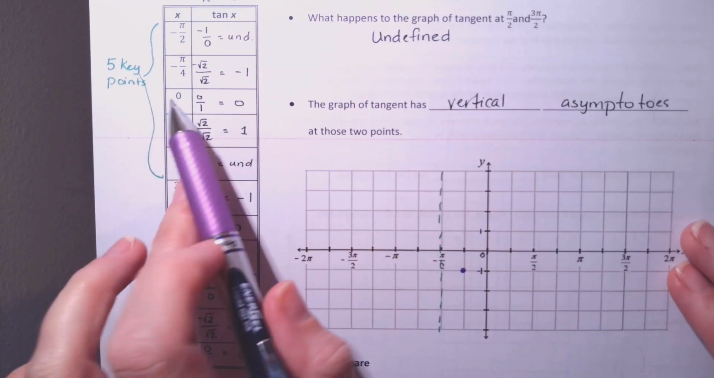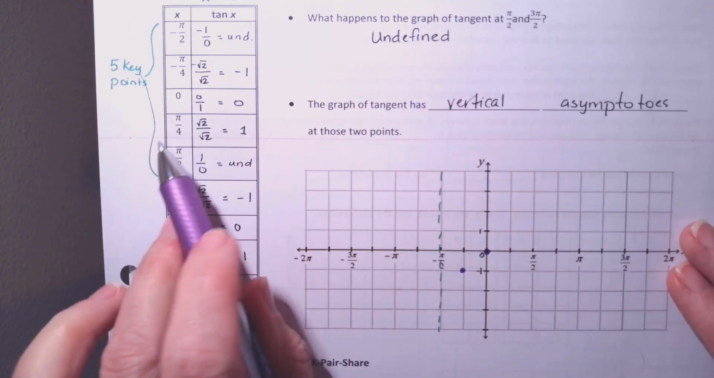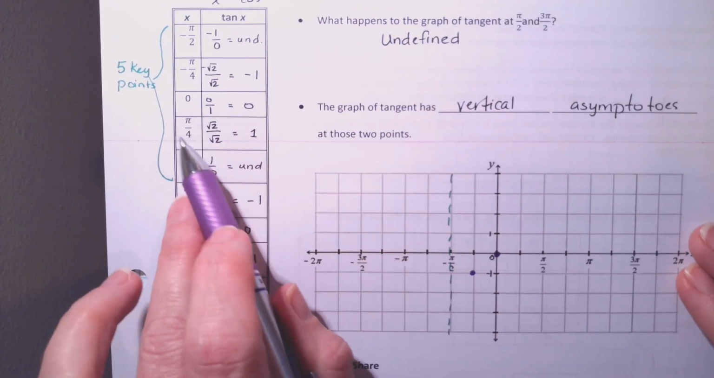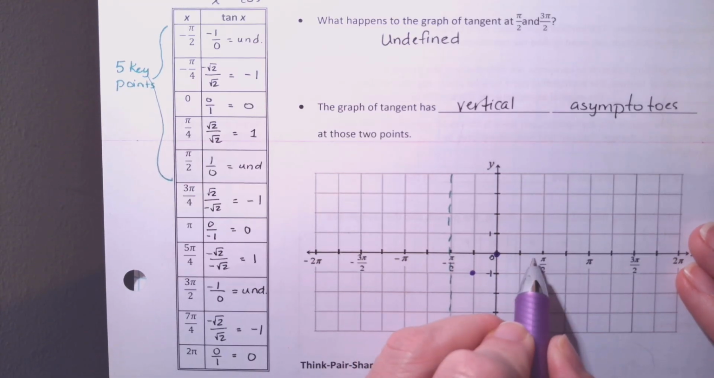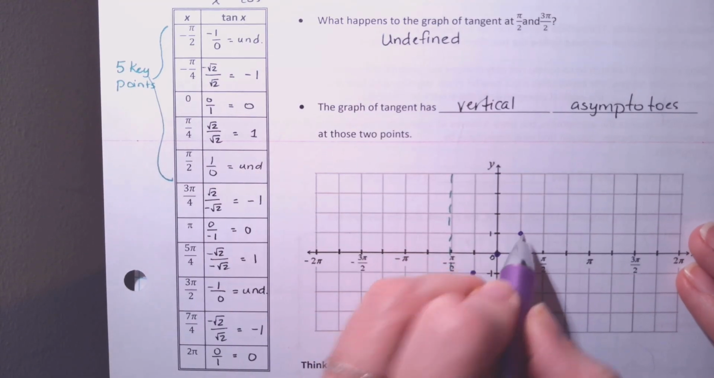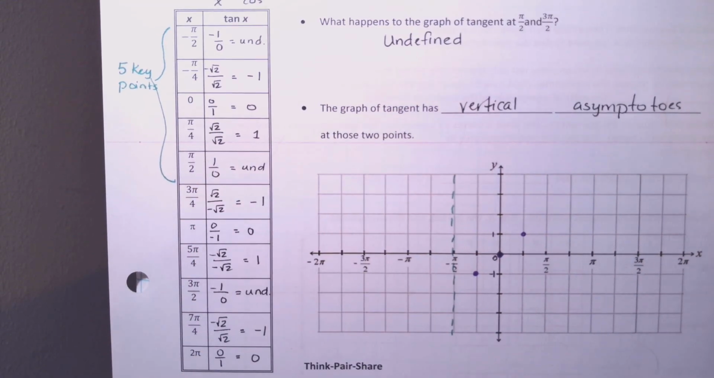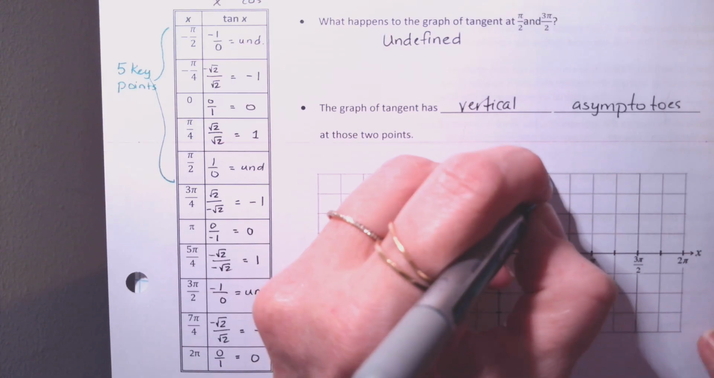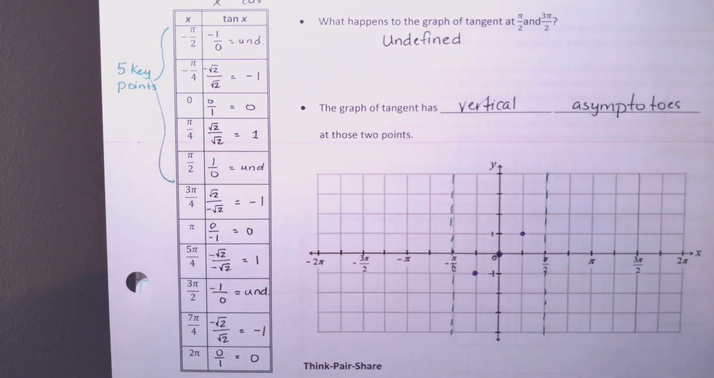Okay, and then at 0, we had a value of 0. Easy to do that one. And then at pi over 4, we had a value of 1. So pi over 4 is right here, halfway between 0 and pi over 2. Okay. And then at pi over 2 again, we're back at it being undefined, which means another vertical asymptote.